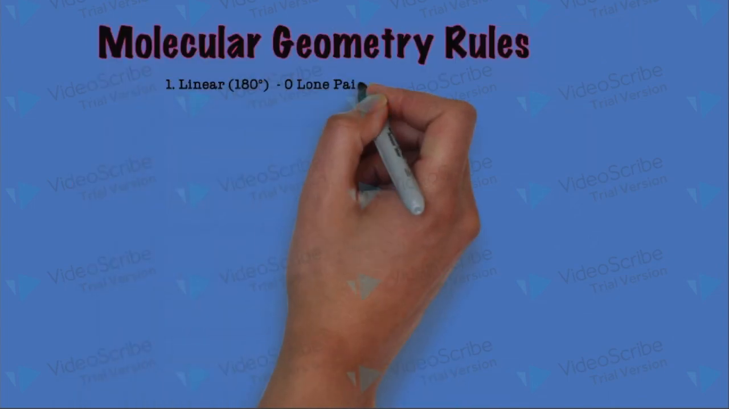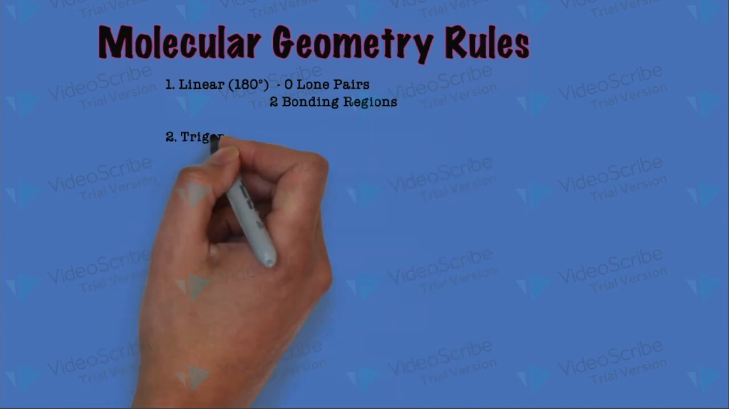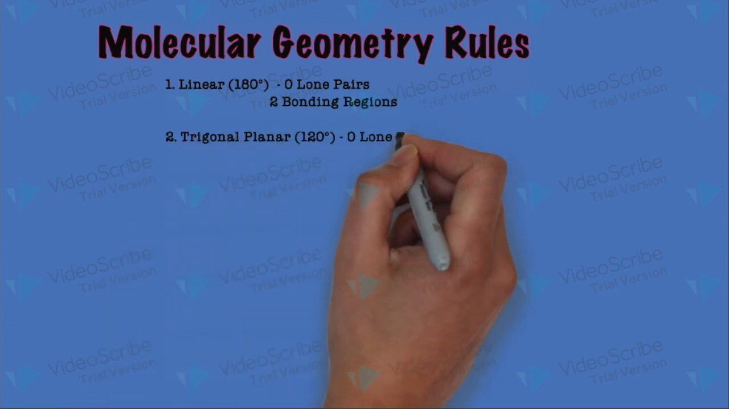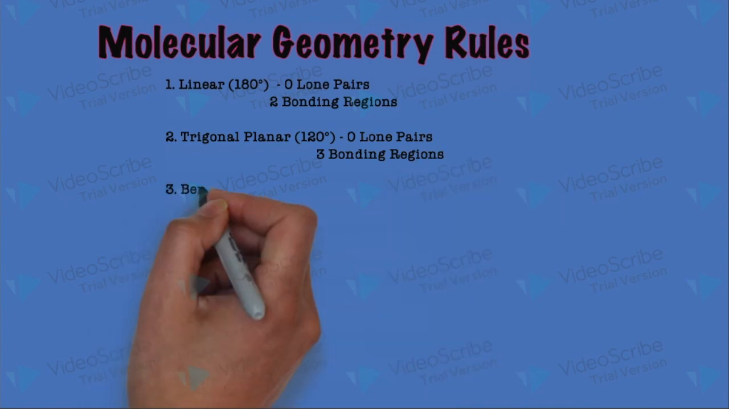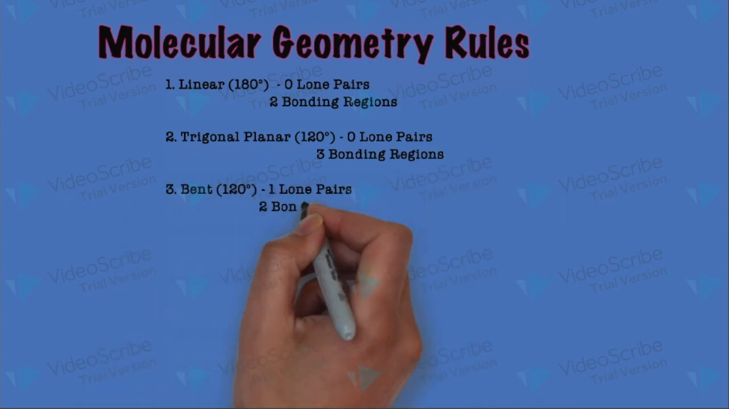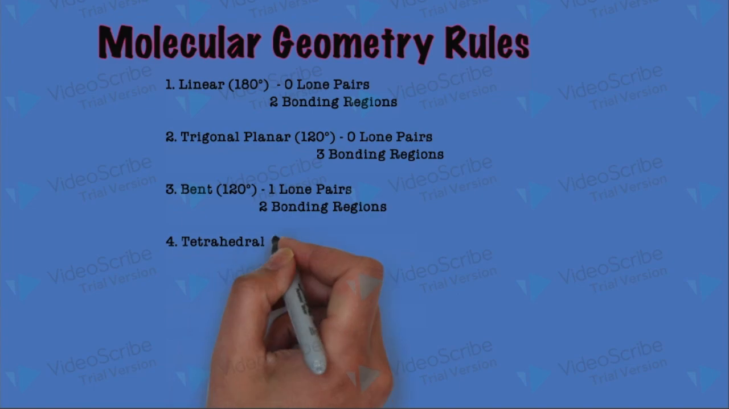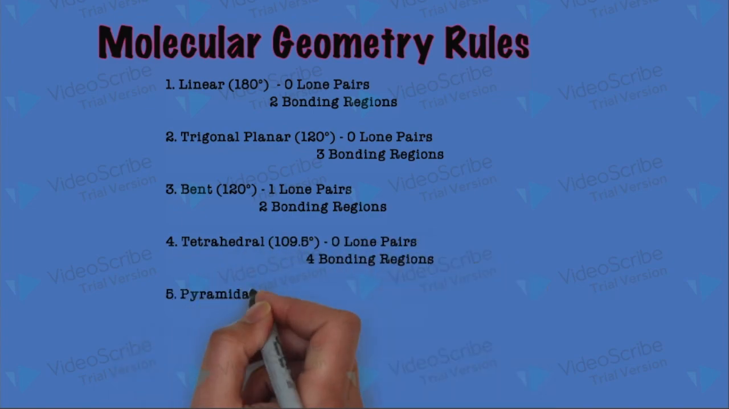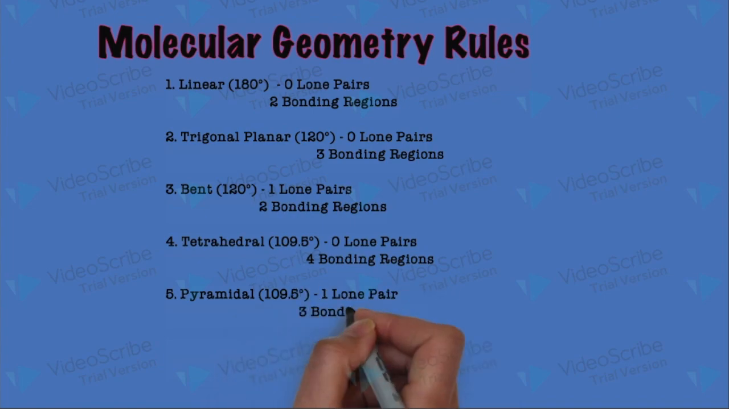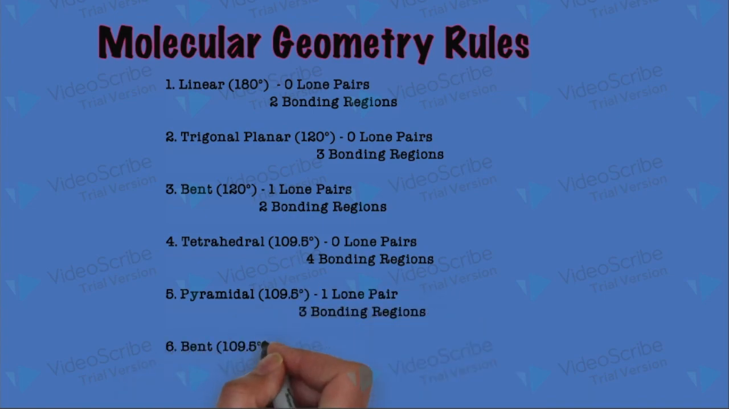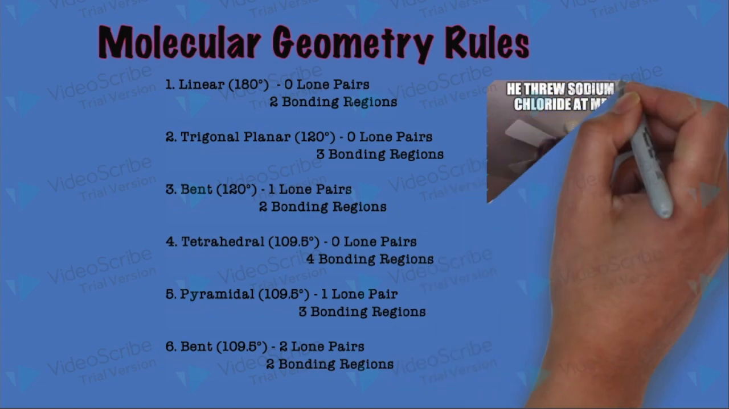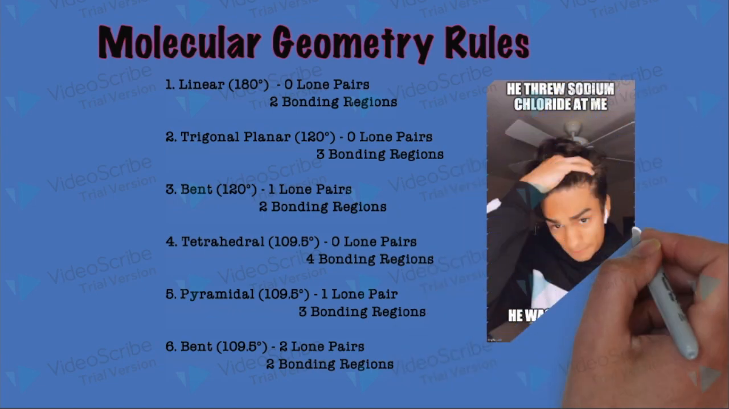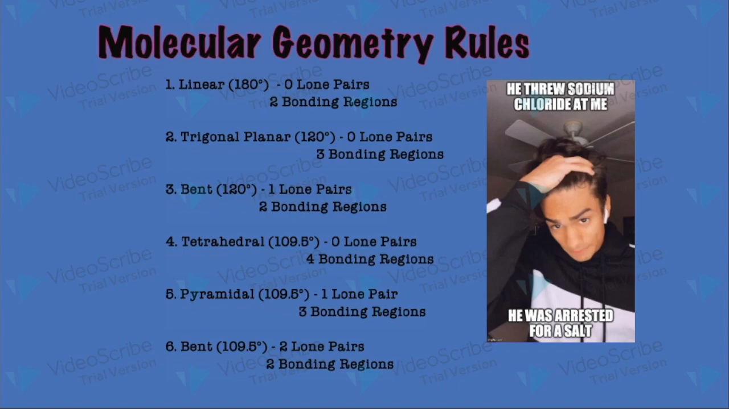So, molecular geometry rules. Number 1 is linear, which is 180 degrees with 0 lone pairs and 2 bonding regions. Number 2 is trigonal planar, which is 120 degrees with 0 lone pairs and 3 bonding regions. Number 3 is bent with 120 degrees, 1 lone pair, 2 bonding regions. Number 4 is tetrahedral, which is 109.5 with 0 lone pairs and 4 bonding regions. Number 5 is pyramidal, which is 109.5 with 1 lone pair and 3 bonding regions. And number 6 is bent with 109.5 degrees, 2 lone pairs and 2 bonding regions.